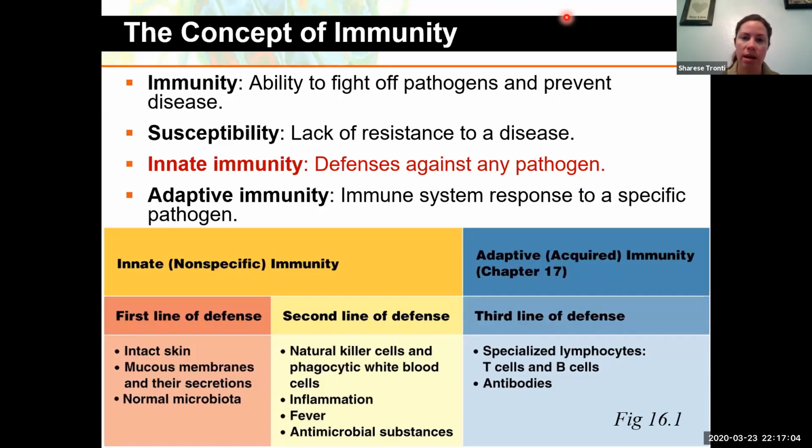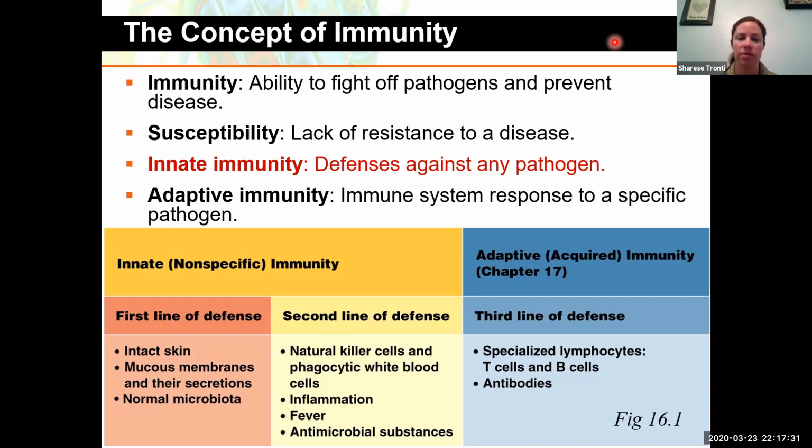And there's two main defenses. We have the first line of defense and the second line of defense. The first line of defense is preventing the microbe from entering the body in the first place. So the skin, mucous membranes, and the normal microbiota of the body all serve to help stop or prevent the entry of microbes into the body.